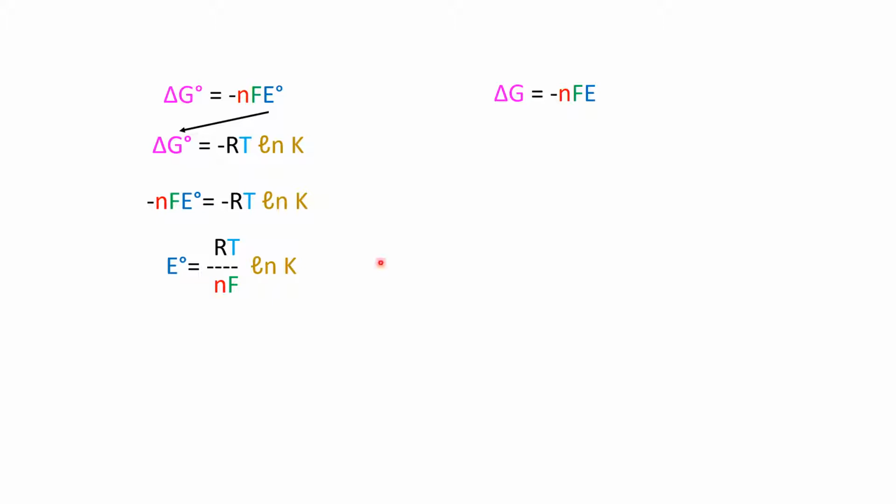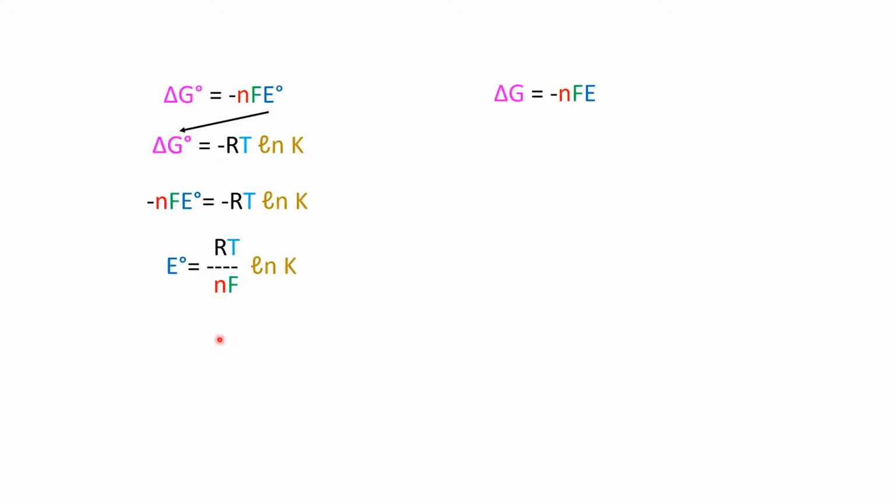Now I said we'd like to have a relationship between delta G0 and K, so let's look at that. Delta G0 is minus NFE0, and of course delta G0 is minus RT times the natural log of K. Substituting that in, we get minus NFE0 is minus RT times the natural log of K, or E0 is RT over NF times the natural log of K. We can go a little bit further than that if we want to. This all deals, of course, with standard state.